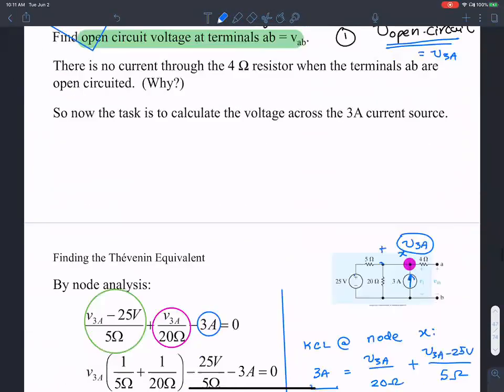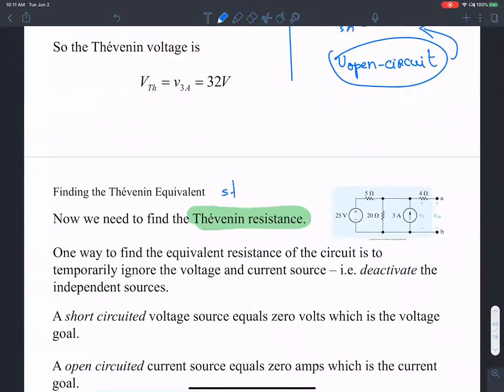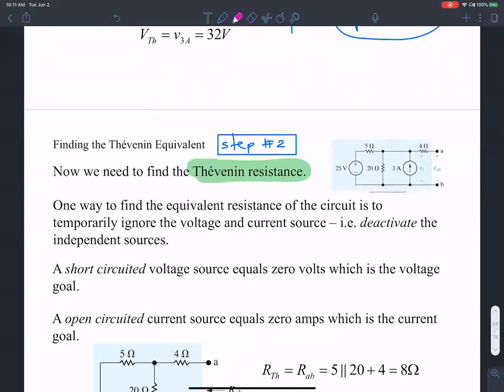Okay, let's see step number two. Step number two is to find the Thevenin resistance. Finding the Thevenin resistance is to temporarily ignore all the voltage and current sources, that is, deactivate them. I mentioned something like this in the last class. Okay, short circuit voltage sources and open circuit current sources.